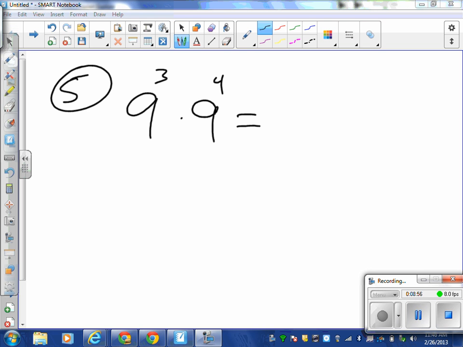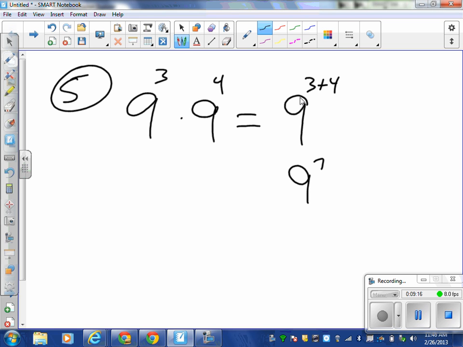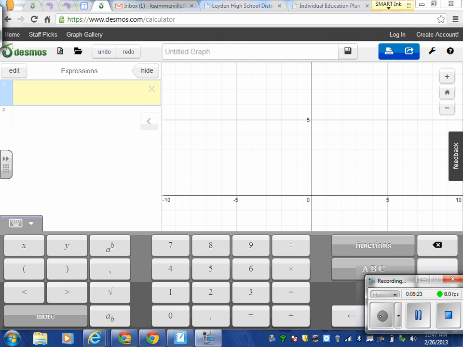so the fifth problem, the base numbers are the same, so what do we do? Keep them the same, right? The exponents, I just add them together. So that turns into 9 to the 7th power. And then in your calculator, if you put 9 to the 7th power.